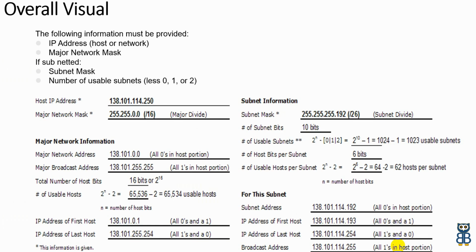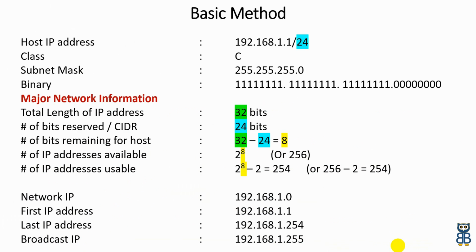Let's understand how we calculate the number of hosts per subnet. Here the host IP address 192.168.1.1, an administrator has given an indication that the IP address network mask is /24. Well, it is a Class C IP address. According to /24 CIDR, the subnet mask is 255.255.255.0. We got enough information from the administrator.